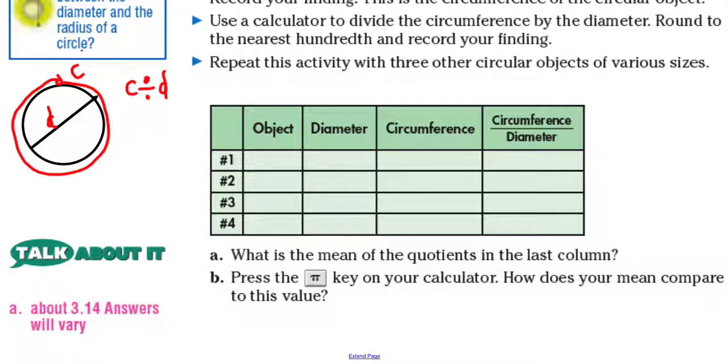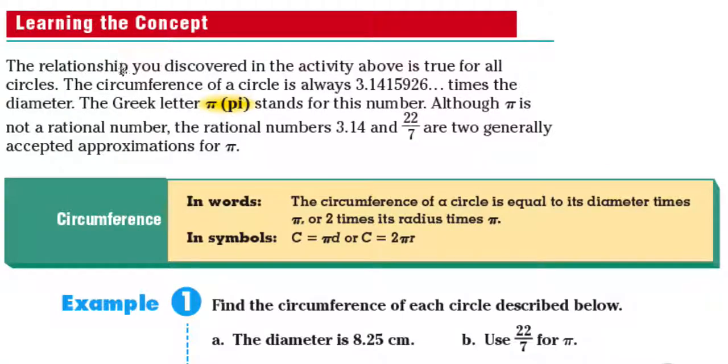So what did we learn from this activity? The relationship you discovered in the activity above is true for all circles. If it is a perfect circle, you will always have the same quotient. So the circumference of a circle is always 3.141592 times the diameter of your circle. The Greek letter pi stands for this number.